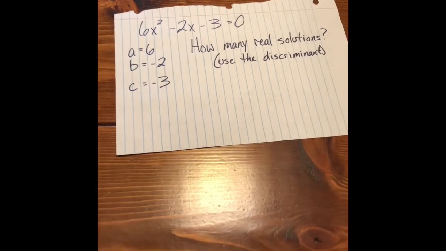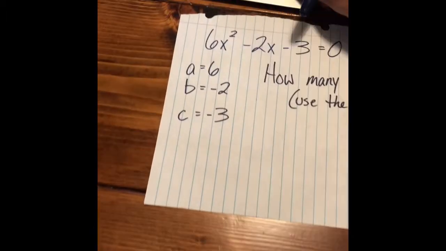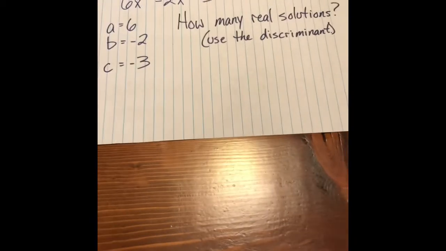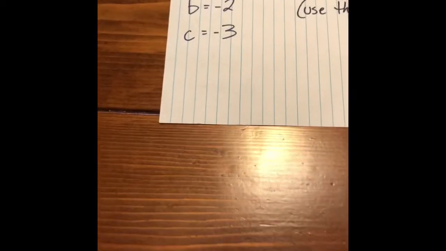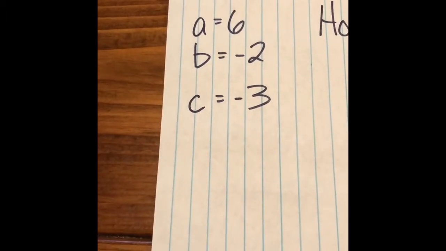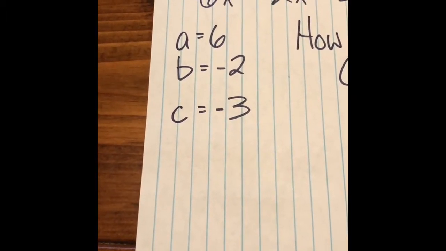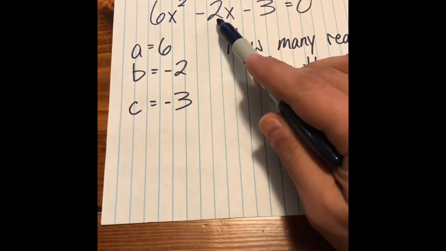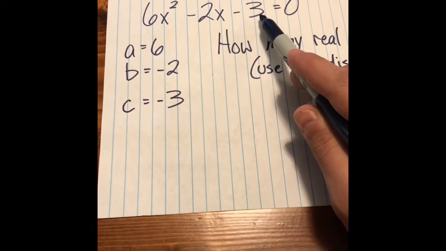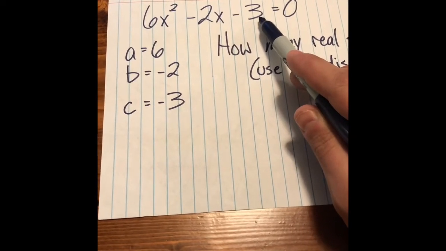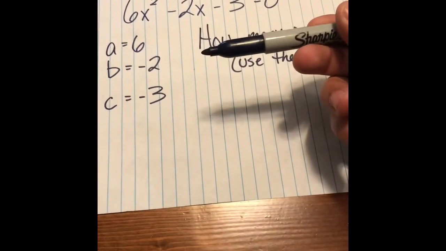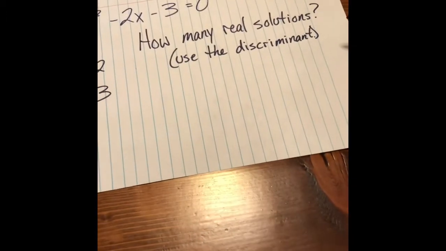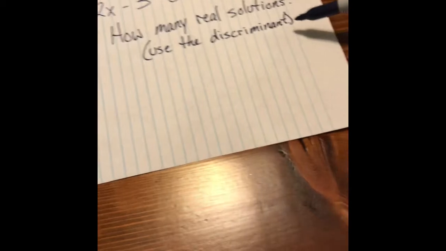So here we have our first equation we're going to look at, which is 6x squared minus 2x minus 3 equals 0. You see on the left side of the paper, I've already labeled my A, B, and C, which is A equals 6, B equals negative 2, and C equals negative 3. So we have our 6, our negative 2, and our negative 3 from our equation that is in standard form, which means everything is on the left side of the equal sign, and it's set equal to 0. The question posed here says, how many real solutions are there?